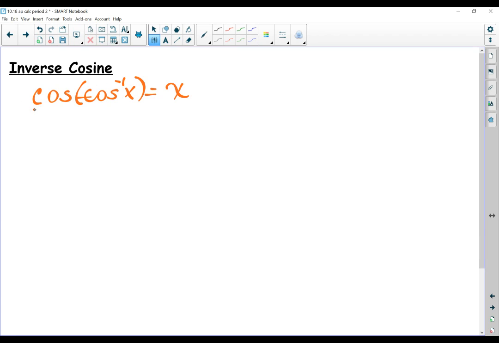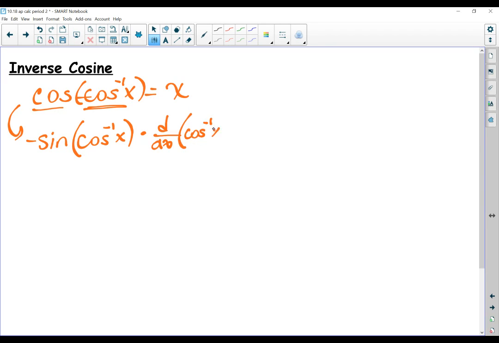This is a chain. We have a function and one function plugged into another, so I'm going to use chain rule. The derivative of cosine is negative sine. Keep the inside the same, times the derivative of the inside. Well, I don't know what that derivative is. I'm just going to say whatever, it's the derivative of inverse cosine of x. And then the derivative of x is just 1, and I end up with an expression there.